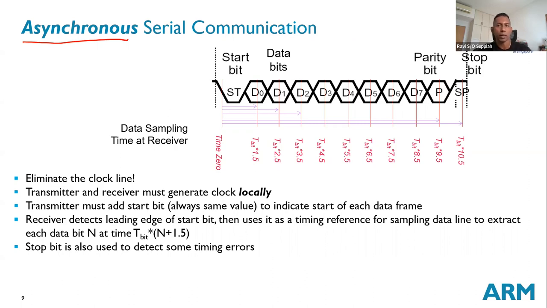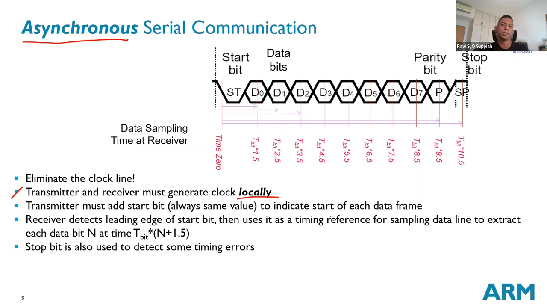It's just like, for example, when you open up your Arduino Uno and you switch on the serial monitor, you must select the baud rate. And the baud rate must match the serial print settings that you have in your Arduino Uno code. Then it will work. But if not, you will just see some very funny characters coming out. So this is basically what we mean by asynchronous serial communication. Transmitter and receiver must generate the clock locally.